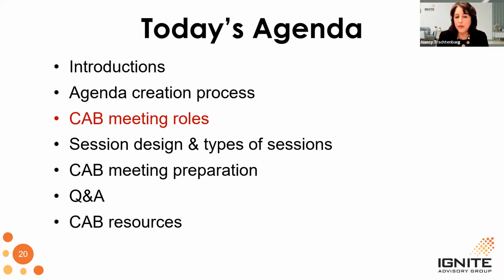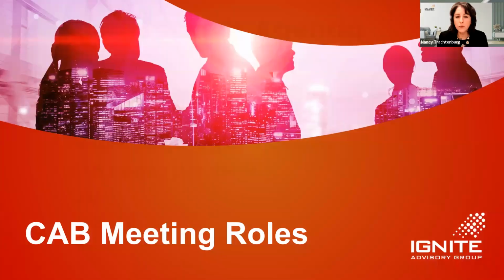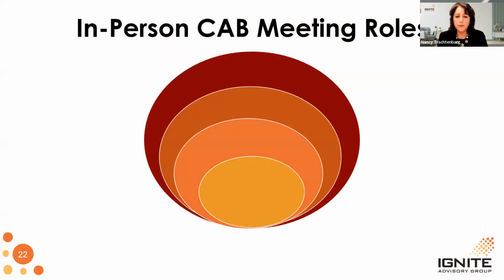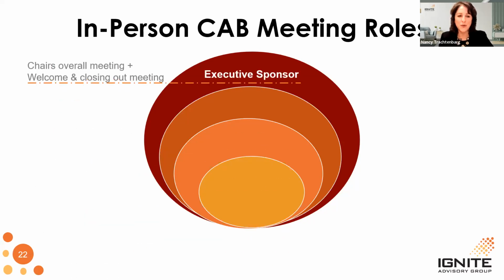I'm going to segue now to CAB meeting roles. We are asked often who from those companies should be at the meeting. Of course, your executive sponsor. Your board should absolutely have an executive sponsor. This is the person who is the spokesperson for your overall advisory board. They chair the meeting, they provide the welcome and closing remarks.